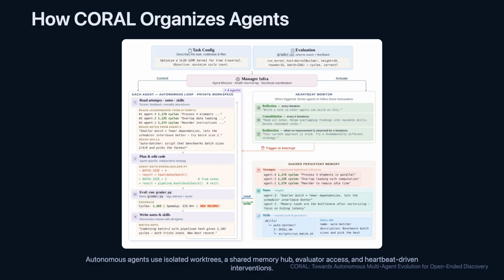Here is the Coral framework. Multiple long-running agents work in isolated workspaces so they do not overwrite each other's code. They submit attempts to a hidden evaluator, receive scores and feedback, and write artifacts into a shared hub. That hub stores three kinds of memory: evaluated attempts, notes about what was learned, and reusable skills such as scripts or implementation patterns. Agents do not need a fixed chat protocol. They coordinate by reading and writing this shared memory.